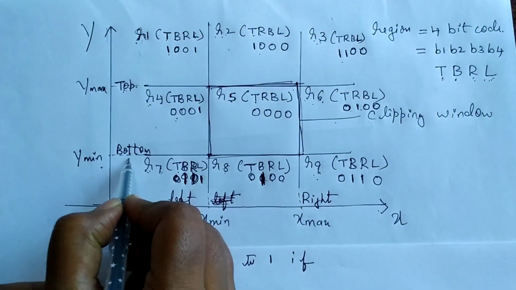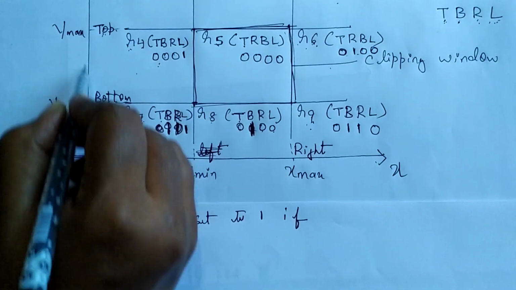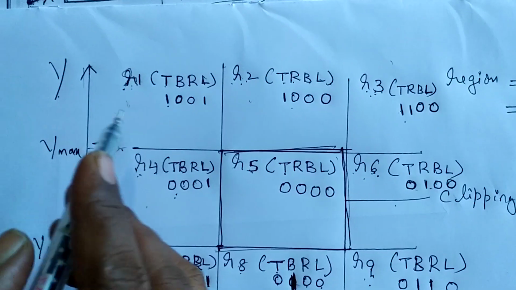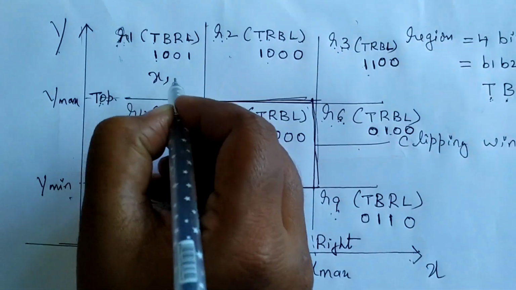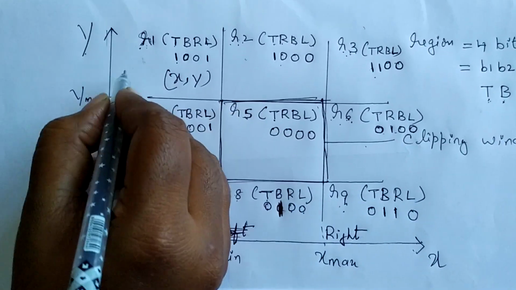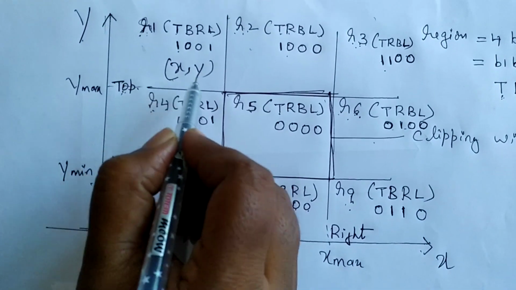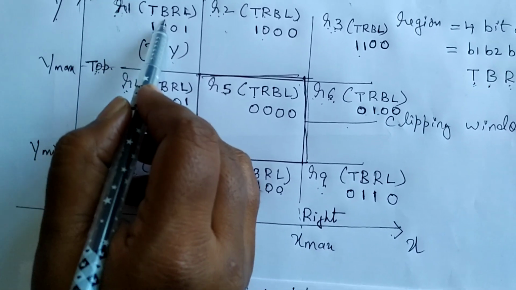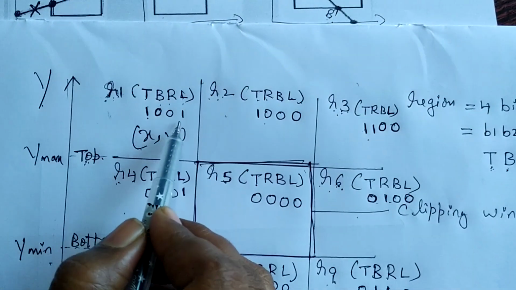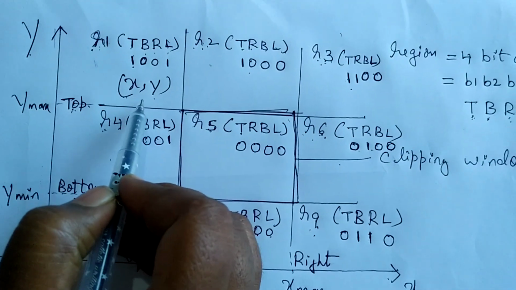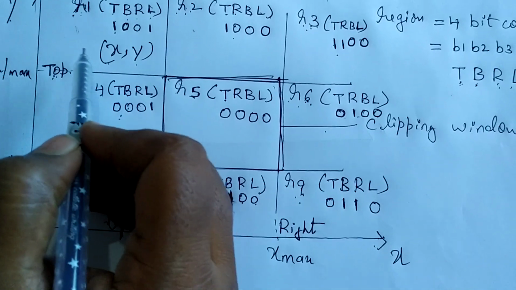The top and bottom of the window we will check along the y-axis, so I'll take it as y. Suppose I take a position x, y in region 1. Here in region 1, how the top, bottom, right and left bits will be assigned 1 or 0, we'll discuss along with the conditions.